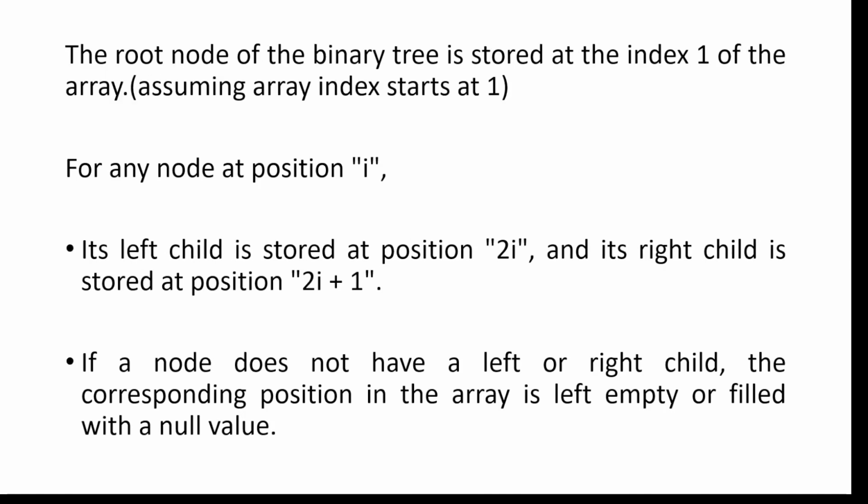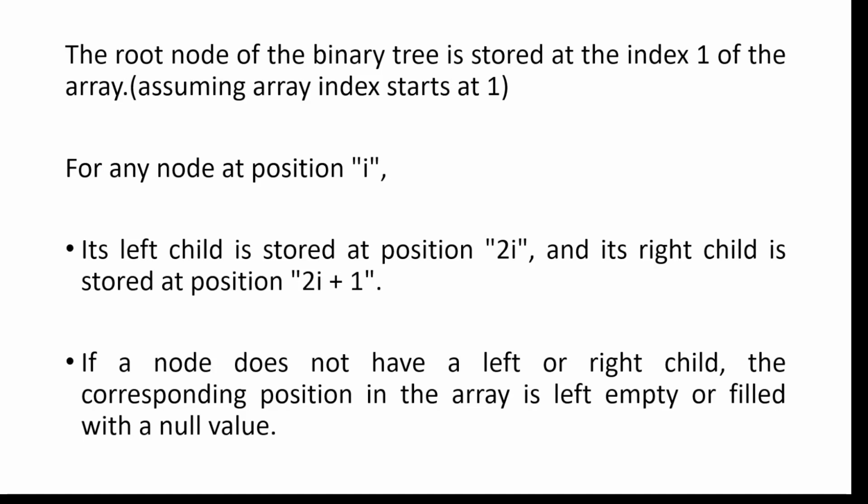Now, when you express it theoretically, if we assume that the array index starts at 1, then for any node at position i, its left child is stored at position 2i and its right child is stored at position 2i plus 1. In some books you will find this theoretical explanation, with the root node represented at index 1. So don't get confused.